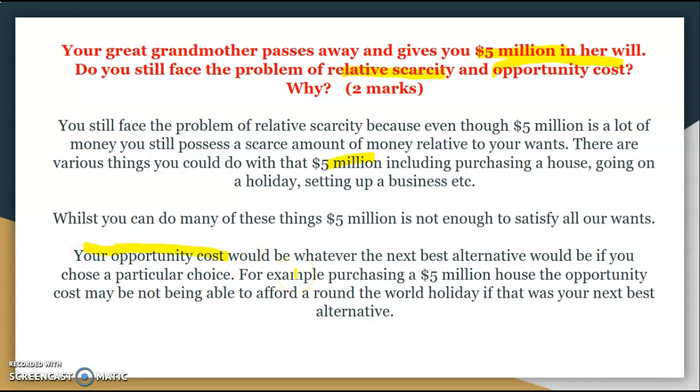So you might want to buy a sports team, and you want to build a mansion. If you choose to build a mansion, you might not have money for the sports team. So you still face relative scarcity. You still have limited money, even though it's a lot, and you still face sacrifices. And your next best alternative would be your opportunity cost.